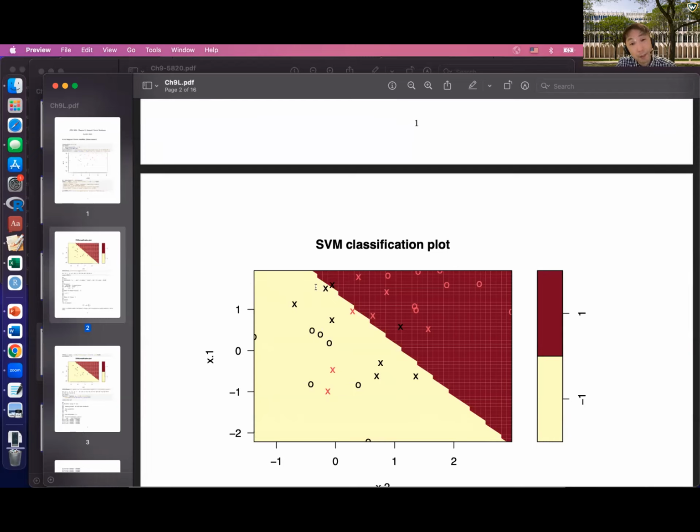So these black crosses in yellow areas are classified correctly, but within the margin of M, so these are support vectors. If a black point goes to the other side, of course, this is a support vector. It violates the rule. And red points, even if they are correctly classified, are still within the margin of M. So these red crosses in the red area are support vectors. And of course, if red points are on the other side, these are also support vectors.